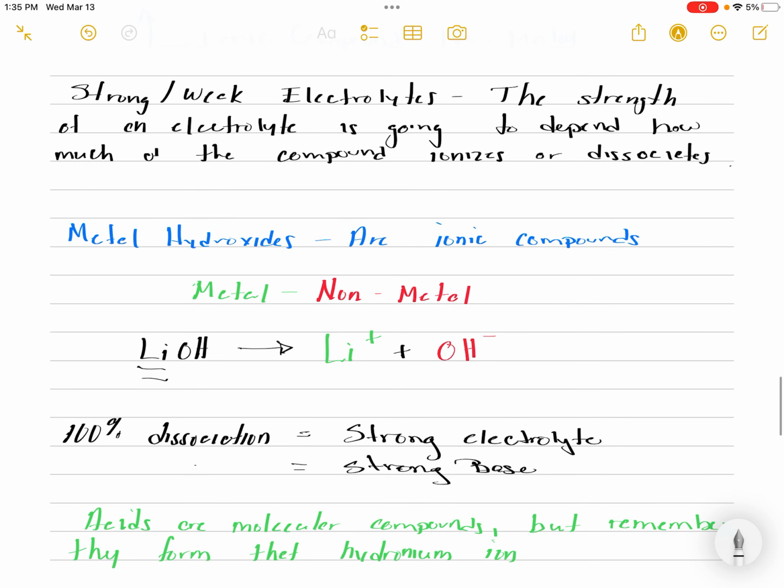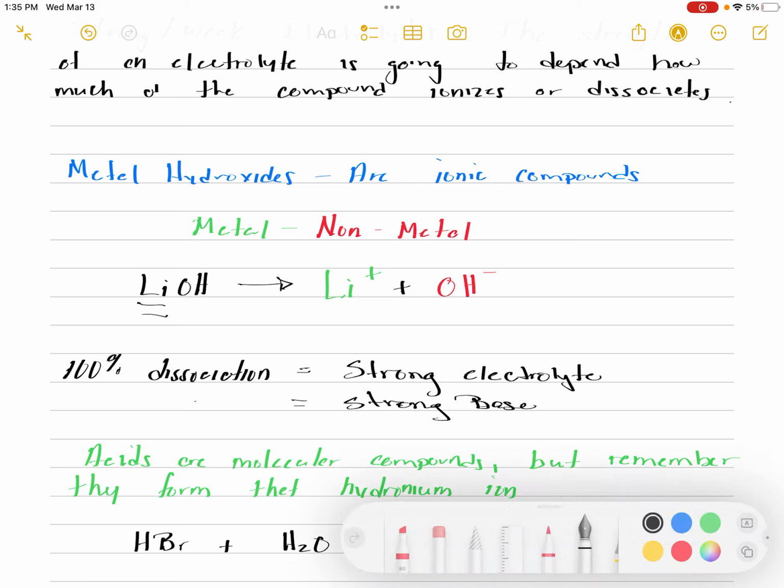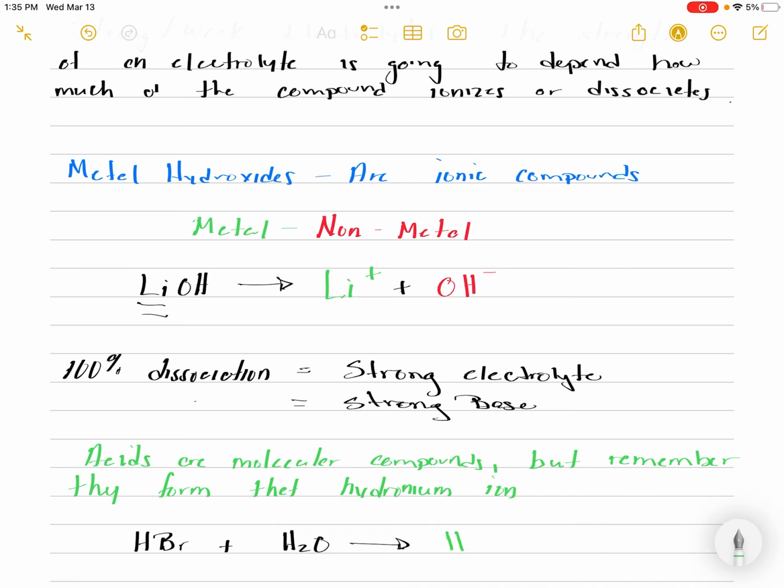Acids are molecular compounds. They're not ionic. But remember that they form that hydronium ion. So if I was to combine an acid like hydrobromic acid with water, the solution that forms is going to have a positively charged hydronium ion, which is the H3O, and you're going to separate that bromine to form that 1 minus. And when that happens, you get a distinct positive and negative. Now, remember, this is not technically considered dissociation because all you're doing is moving that hydrogen proton over.